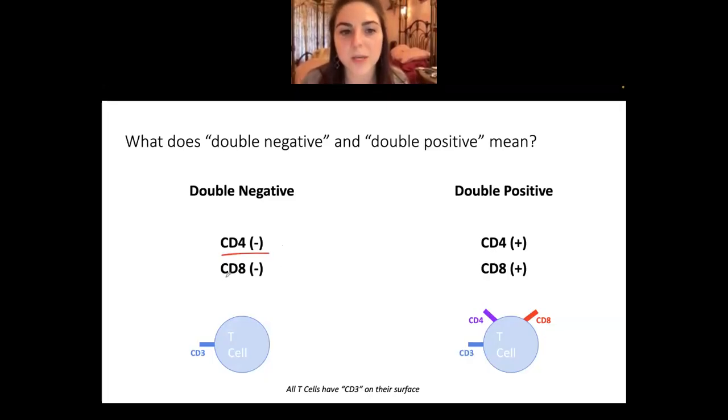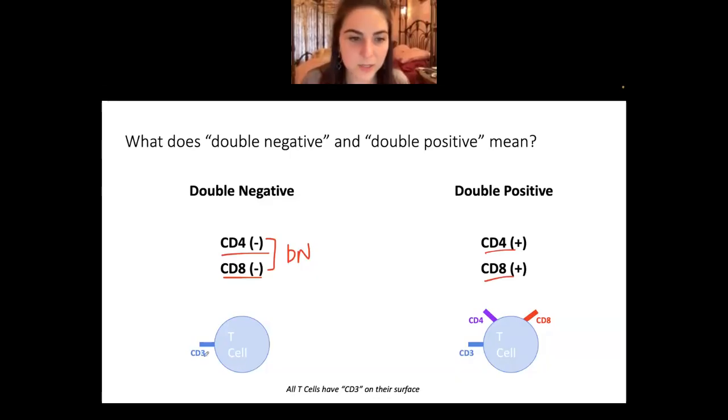This is another way they could write a double negative. They could write this T cell is CD4 negative, CD8 negative. Collectively, this means it's double negative. Double positive means it has both CD4 and CD8 on its surface. Another way they could write double positive is CD4 positive, CD8 positive.